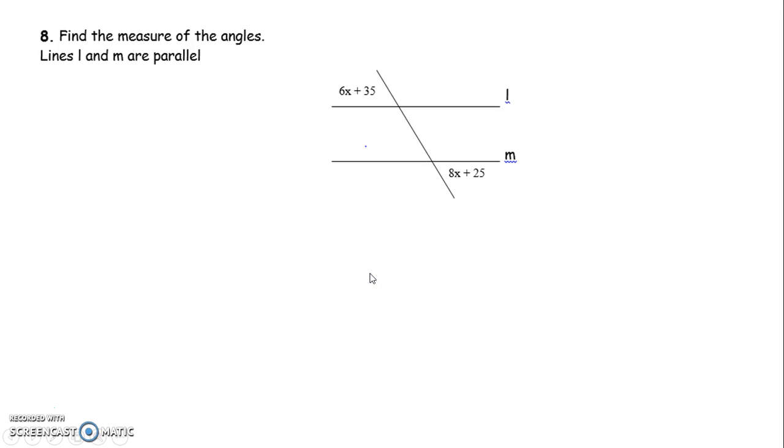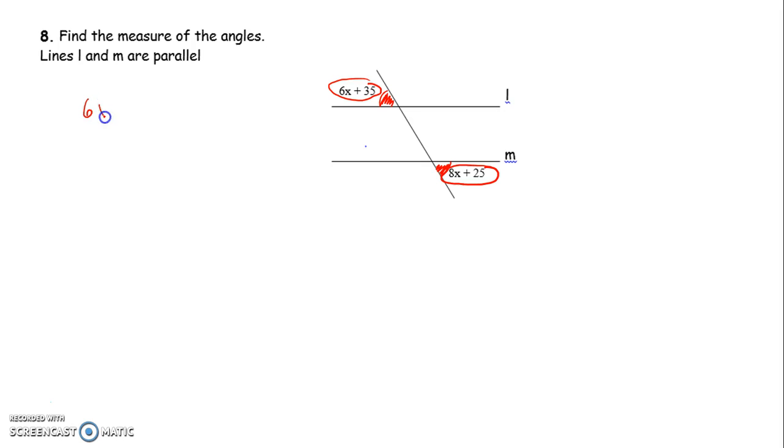Let's talk about number 8. Find the measure of the angles. Lines L and M are parallel. Okay, well, if we know the lines are parallel, we're given this angle. We're given this angle. Those angles are actually alternate exterior angles. Alternate exterior angles are congruent when two lines are parallel. So that tells me this angle is exactly the same size as that angle. In mathematics, when two things are exactly the same amount, we say they are equal.